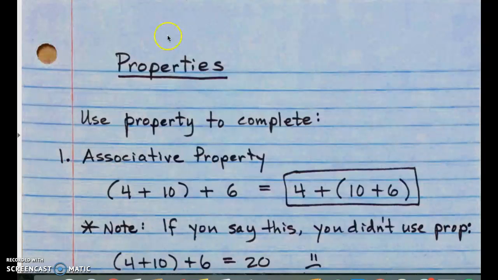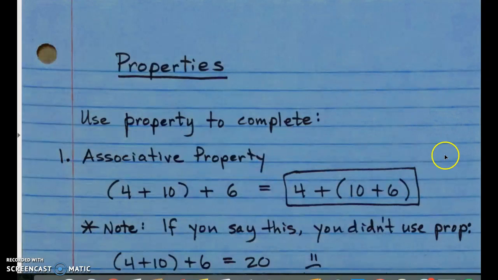You want to use this property whenever it says use the property to complete. A lot of times students will look at this and say 4 plus 10 is 14, plus 6 is 20. If you say that, you didn't use the property. The property is we're associating the 4 and the 10, and so to use the property would be to just associate these numbers, the 10 and the 6, instead. So don't answer this with 20 because that's not going to be correct. So be careful about that. That's one thing that you want to make sure that you handle.